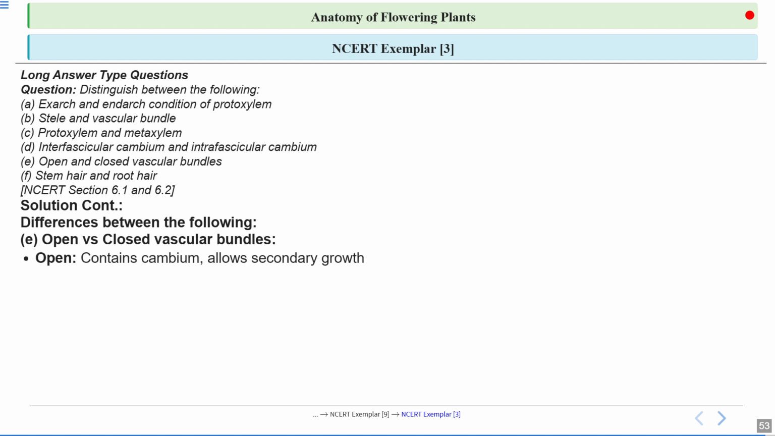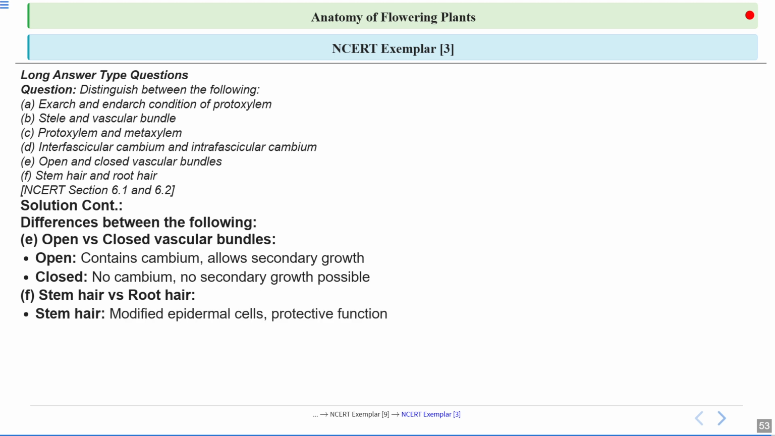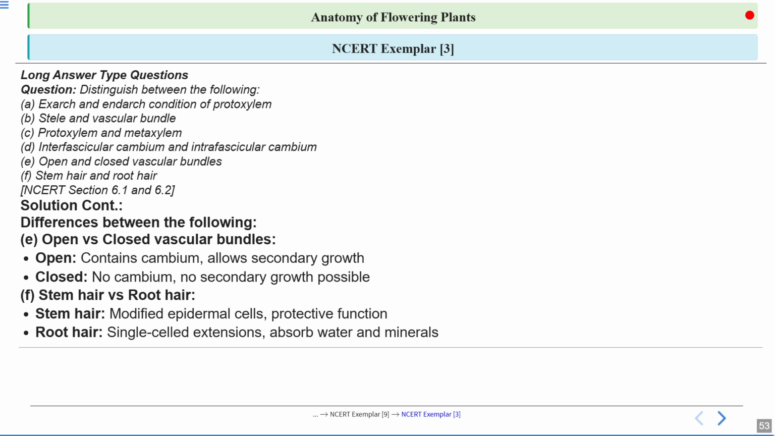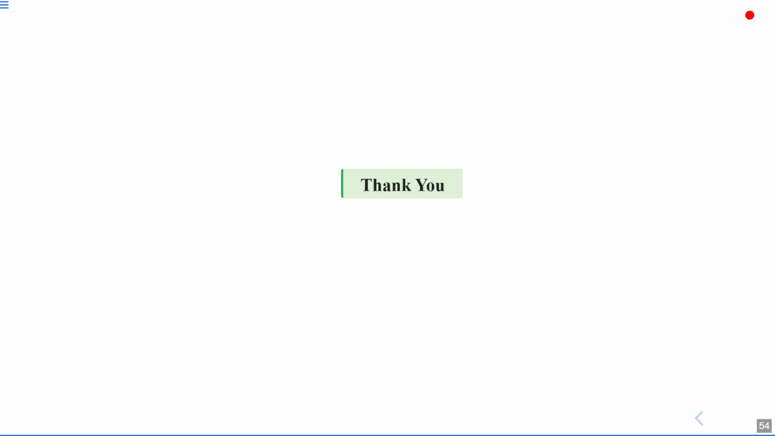Open versus closed vascular bundle. Open contains the cambium and allows secondary growth. Whereas the closed one has no cambium, so secondary growth is not possible. Stem hairs and root hairs. Stem hairs are modified epidermal cells, protective in function, and root hairs are single cells that help in absorption of water.